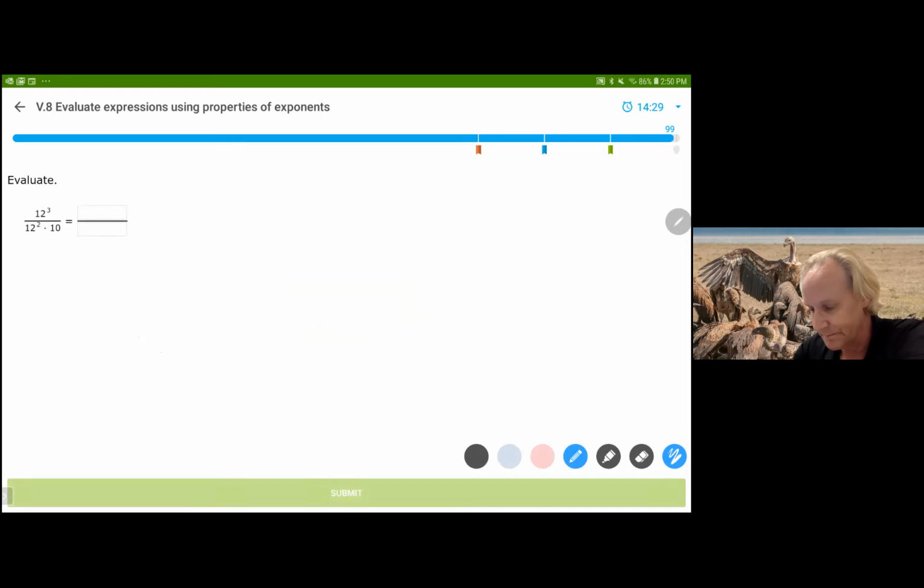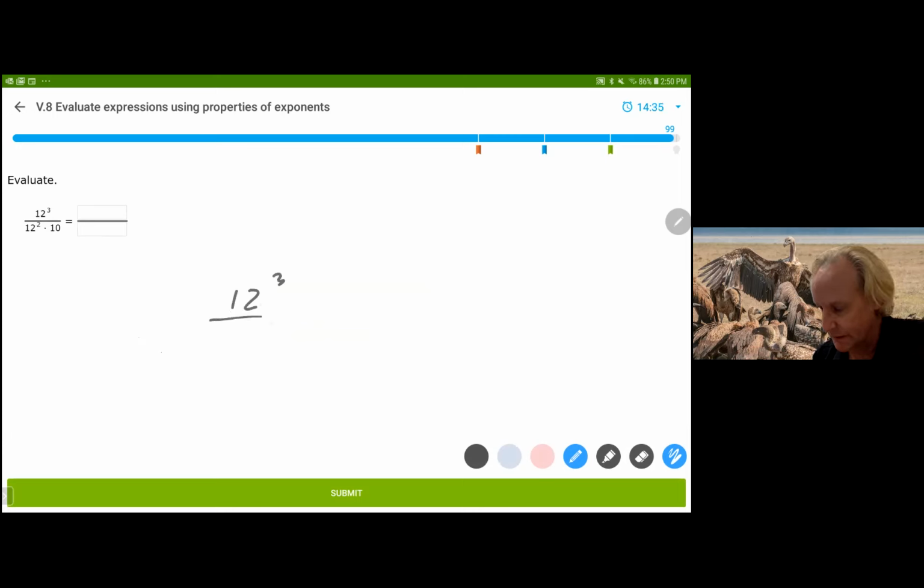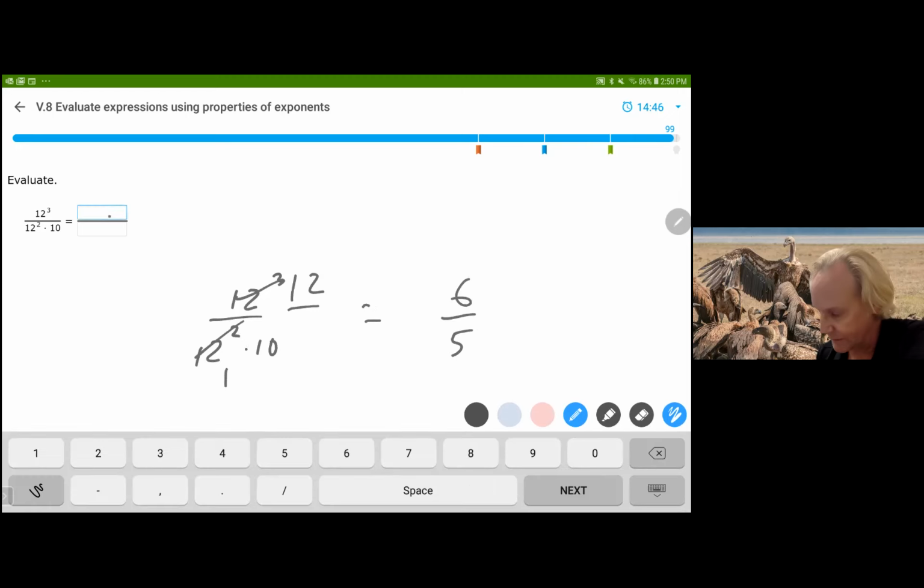And the last one. Okay. There's 12 squared in the bottom. You know what? I'll do the last one. I'll write it out just to be careful. Okay. 12 squared cancels, 12 over 10. We do have to reduce to 6 over 5. That is 1.2, by the way.